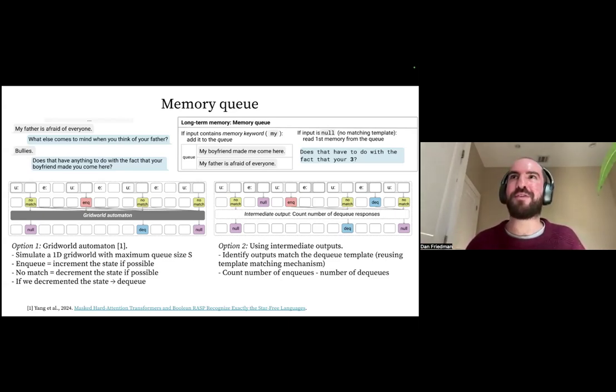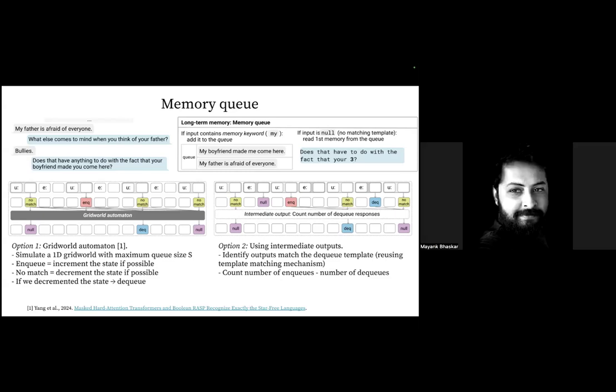Having an overly big memory queue would not help, because the model would never really be able to make use of an infinitely big memory queue. Yeah, got it. Thanks.